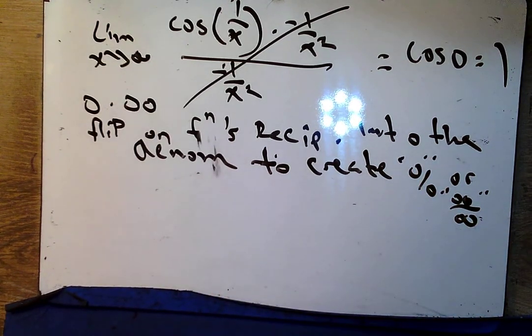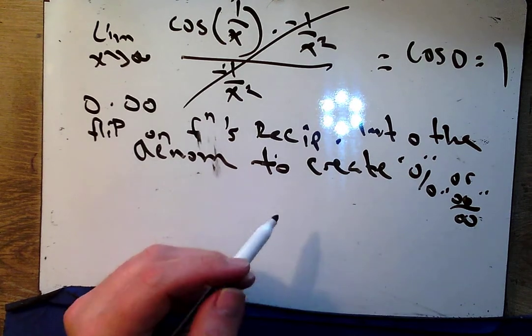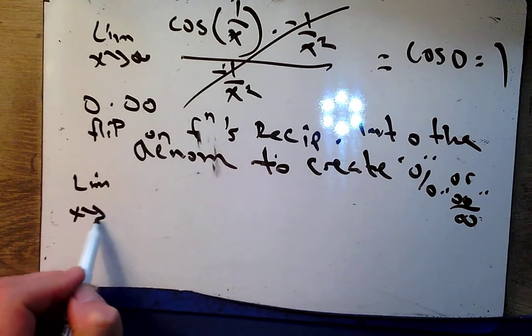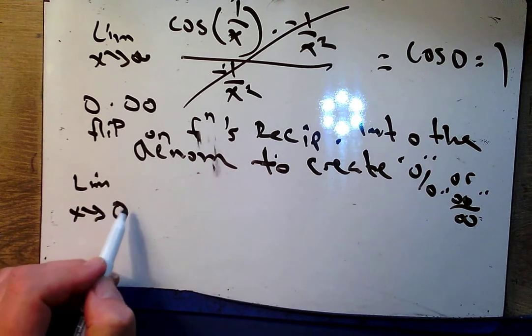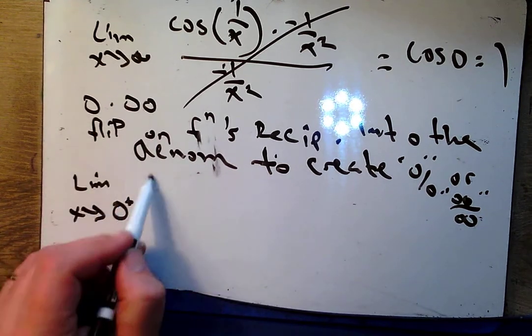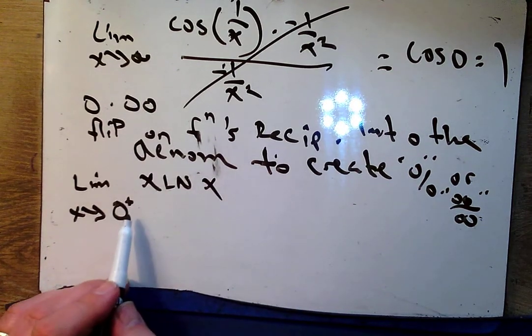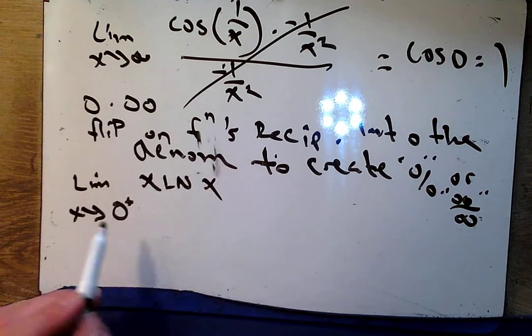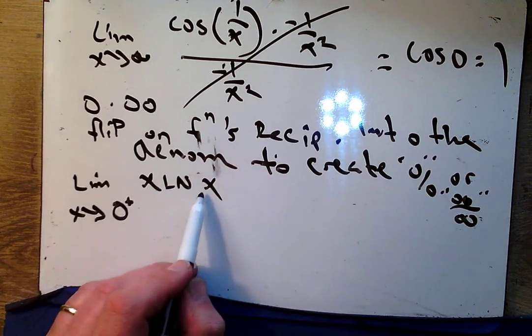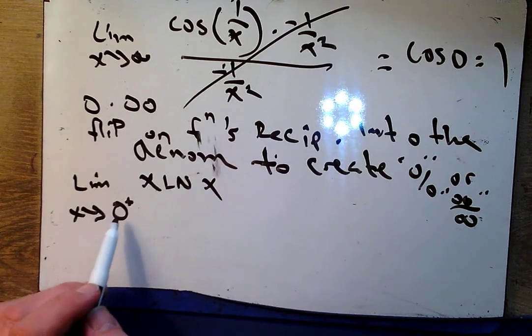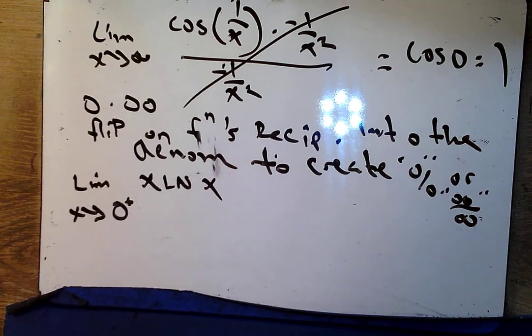Okay, so how about you do this one? The limit as x heads to 0 from the positive of x ln of x. Okay, that's sort of important because we know ln doesn't exist at 0, nor does ln exist from the negative side of 0. So this is the only way we really can approach this function.